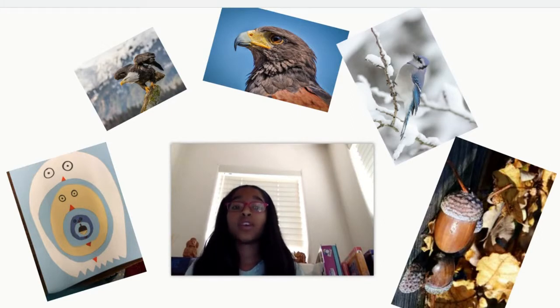First, the acorn gets eaten by the blue jay. Then, the blue jay gets eaten by the hawk. Then, the hawk gets eaten by the eagle. This is the sky ecosystem in Crater Lake National Park.